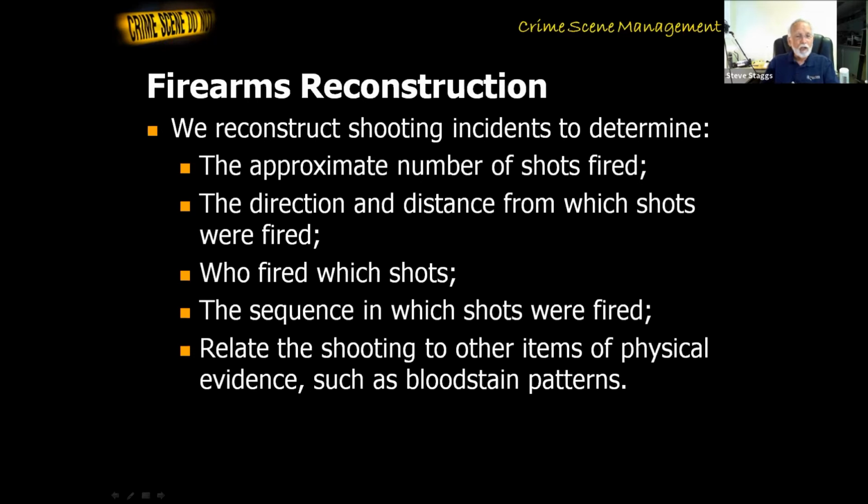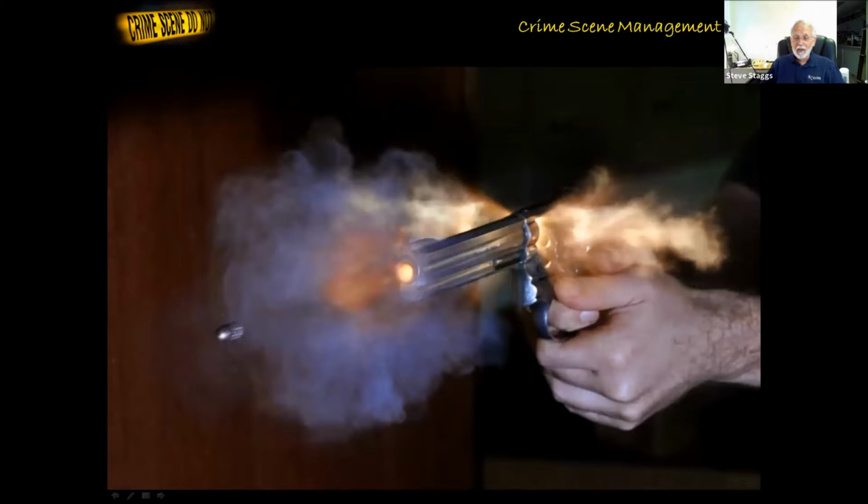The sequence in which shots were fired. Often we can determine that by looking at all the evidence, which came first. Sometimes it's very obvious. We can also relate the shooting to other items of physical evidence, such as bloodstain patterns. Gunshot residue on the hands. There's all sorts of evidence here. When we do that GSR test, we might be able to tell that this person either fired the weapon or was near a weapon that was fired, but that could be quite helpful.